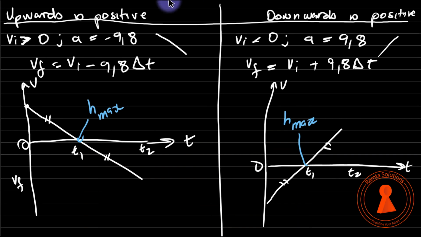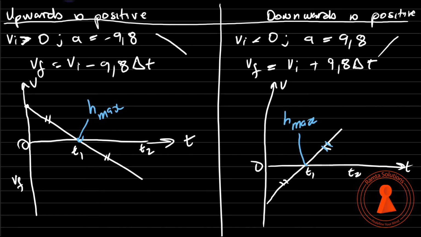So time taken to reach maximum height is equal to time taken to return to the initial position. So this portion here is equal to this portion here. Here what we call the x-intercept is where you get your maximum height.